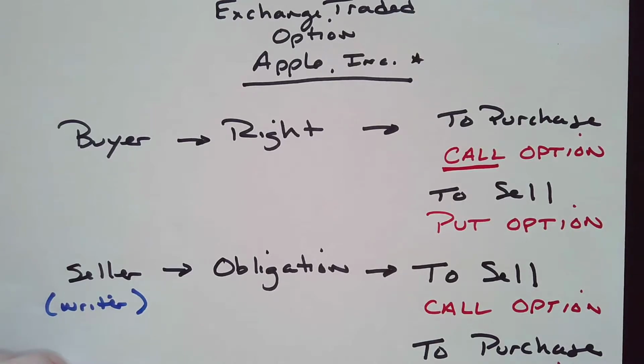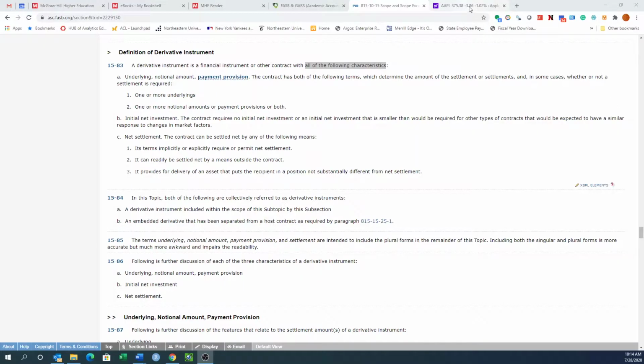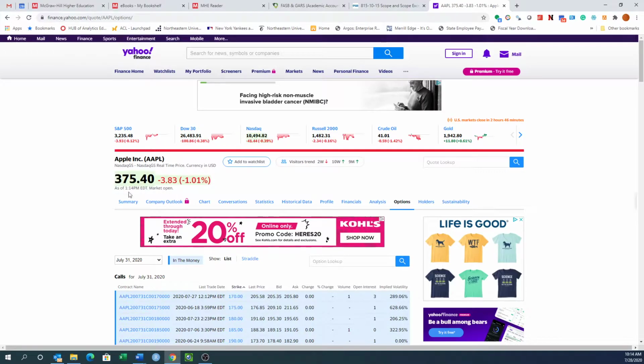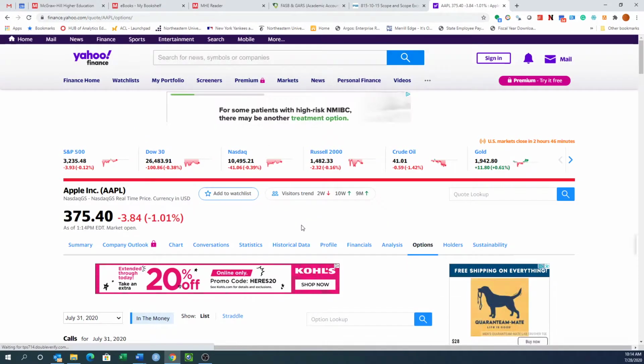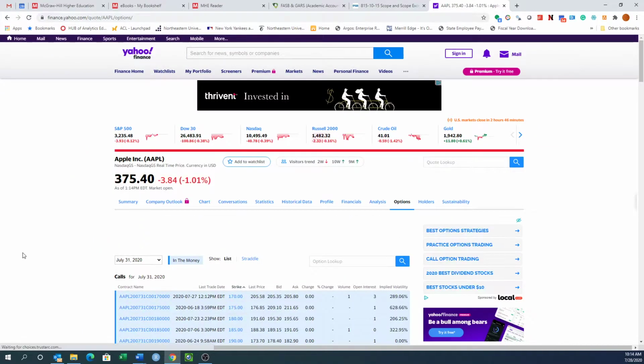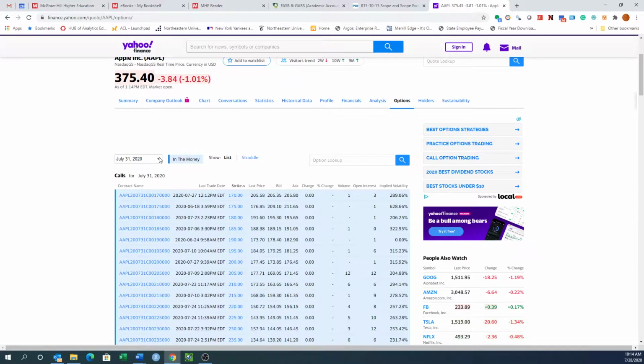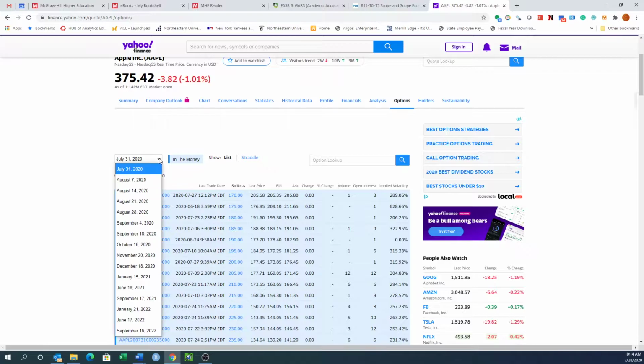All right? So what I thought we would do is we would take a look at a particular screen. We're going to pull up the screen here, and this is for Apple stock, AAPL, and this is just on Yahoo Finance. And what we've got here is we've got summary, company outlook, etc. And then I have options. I've got the options here. And so what I'm going to do is I'm going to change, right now we have the option date of July 31st. I'm going to change this, if it's possible. I'm going to change it out to December 18.